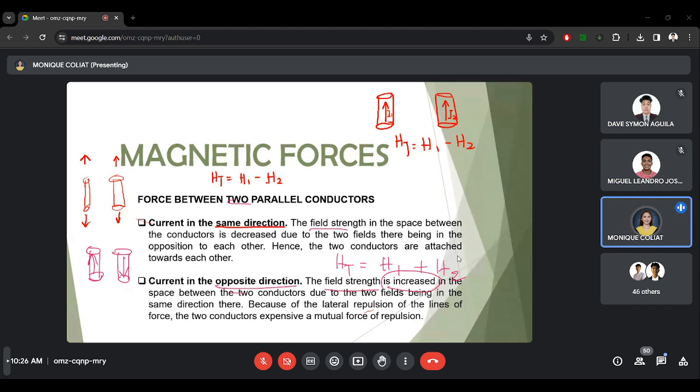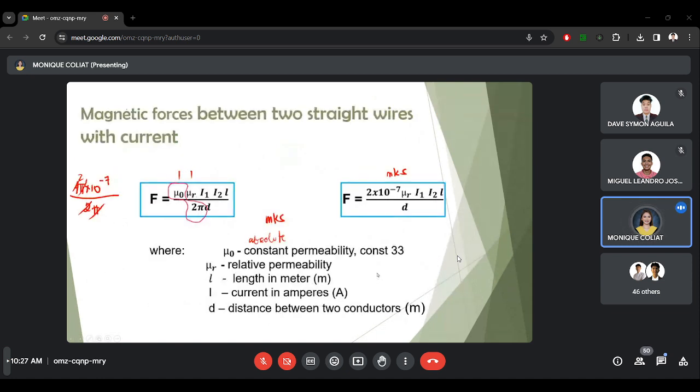Tama naman. When the current is in the opposite direction, plus. When the current is in the same direction, minus. Okay, so that's correct naman. Nalito lang ako dun sa wordings sa ilalim. Okay, so that's it. When the current is in the same direction, the field strength is decreased. That's why it's gonna be minus. When the current is in the opposite direction, that is additive, plus. Okay. Next.